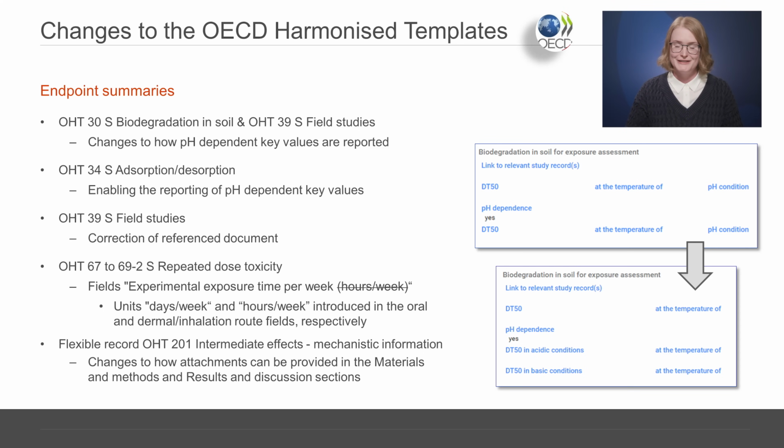Similarly, the possibility to provide pH-dependent key values was also enabled for the endpoint summary adsorption-desorption for the KOC, so the organic carbon-water partition coefficient, and now also for the newly added slope of the Freundlich adsorption-desorption isotherms, so 1/n. It should be noted that in both cases, the pH-dependent values will only be displayed to the user in IUCLID when yes has been selected in the field pH dependence.